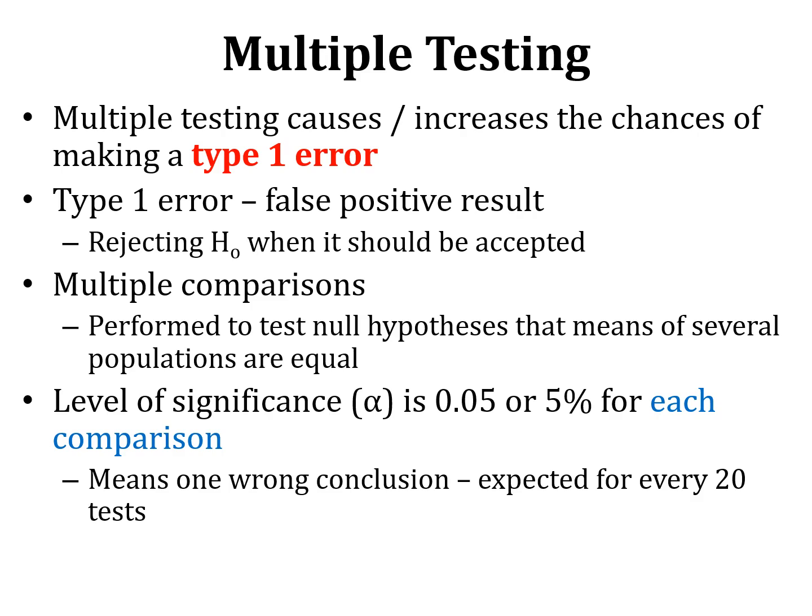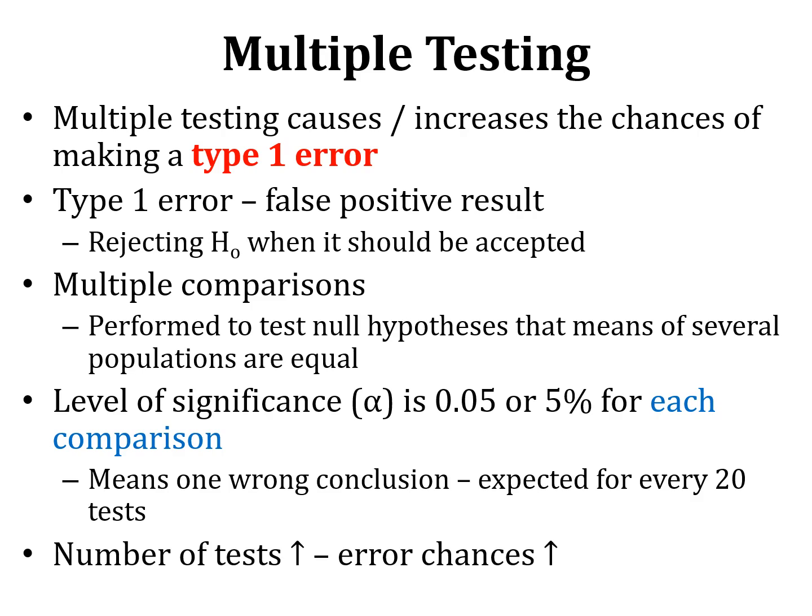So what if you are doing multiple tests for a single experiment? So you are making 5% error in each of these tests, and these 5% errors are going to add up because you're doing multiple tests for a single experiment. So it means that you're increasing your chances of making a type 1 error. So as the number of tests is increasing, the chances of making an error are increasing.